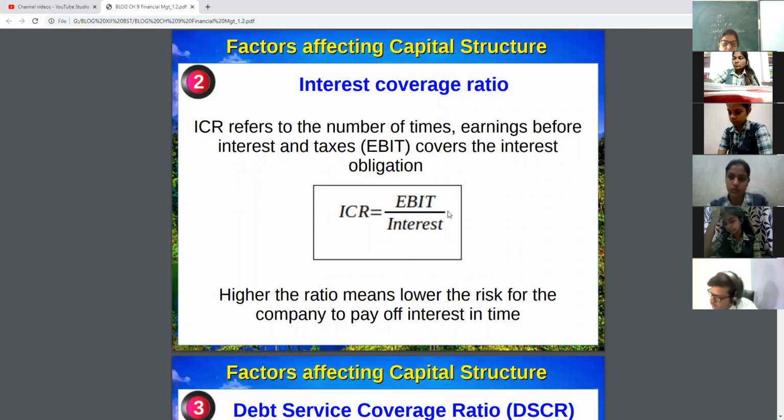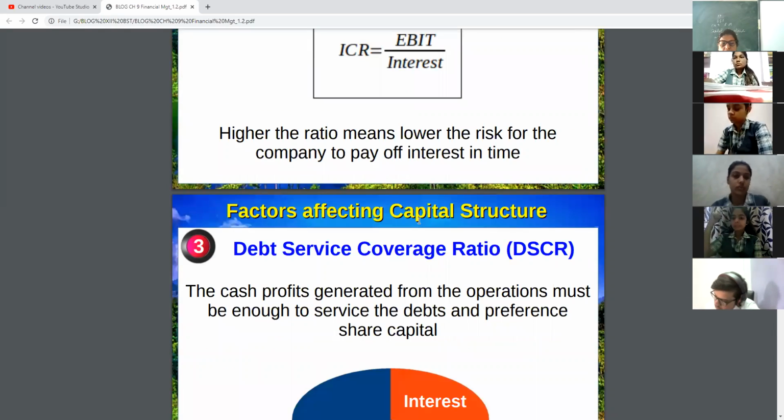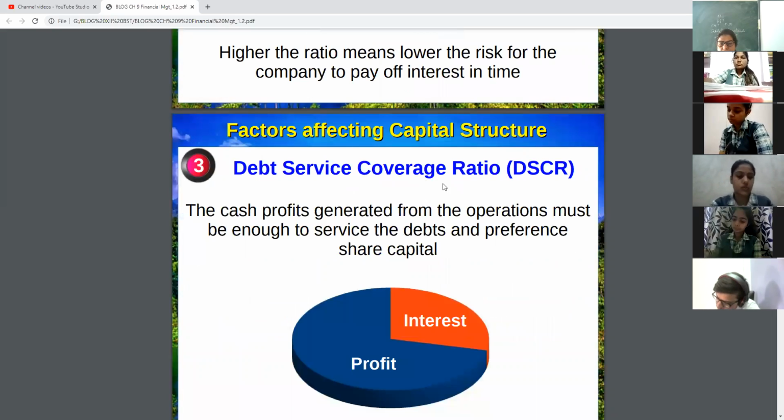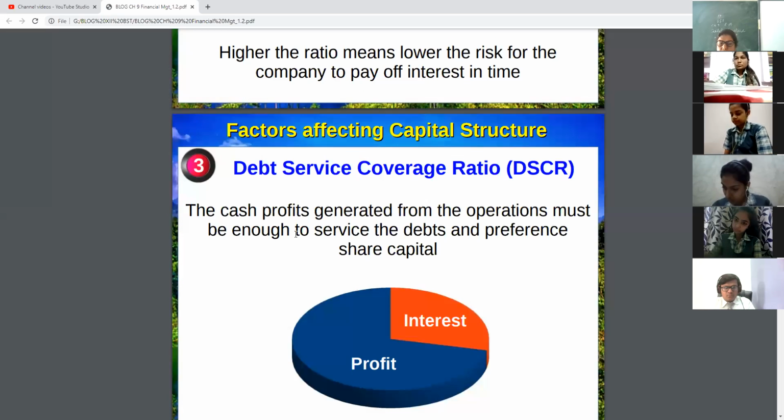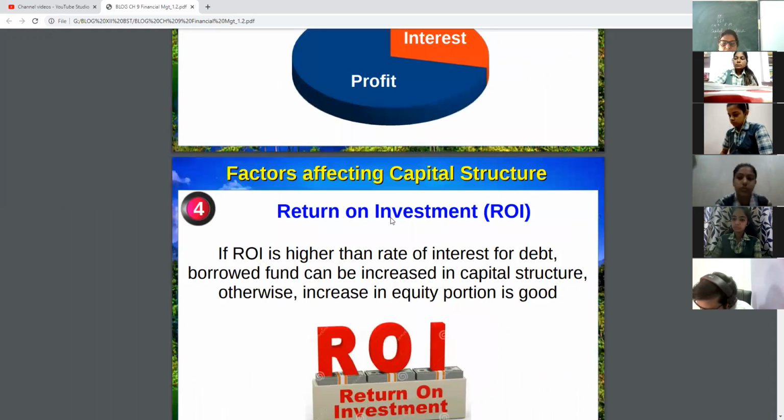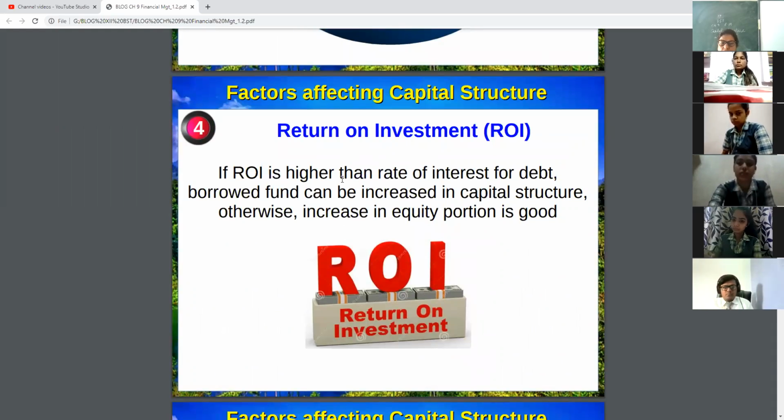Interest coverage ratio. Then debt service coverage ratio, DSCR. Cash profits generated from the operations must be enough to pay the debts, to pay the services. The next point is ROI, return on investment.